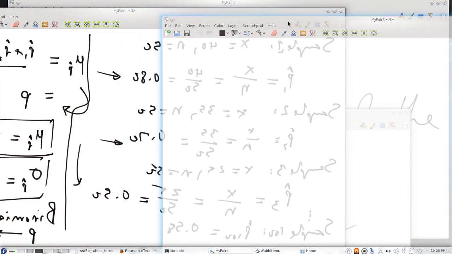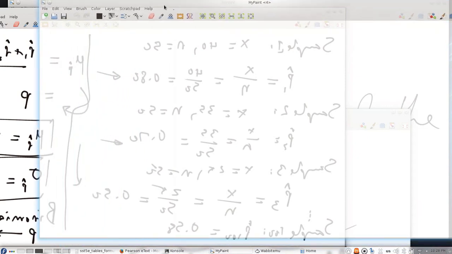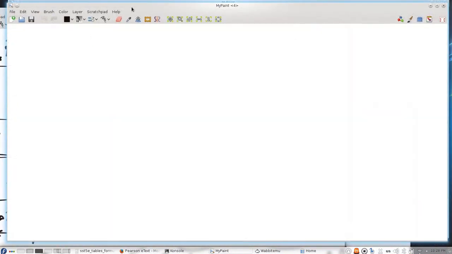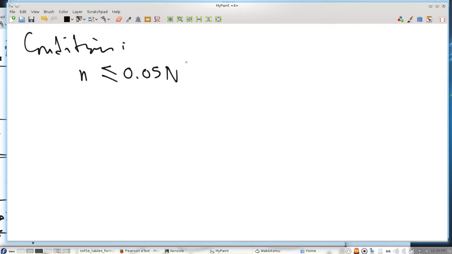So for testing to make sure that the data has a binomial property, which in turn possesses a normal distribution, we have a number of conditions. Now the book presents us with the conditions, let me write this down first. So the first condition is that the sample size must be no more than 5% of the entire population. Capital N here is the population size, the number of the entire subjects within the population.